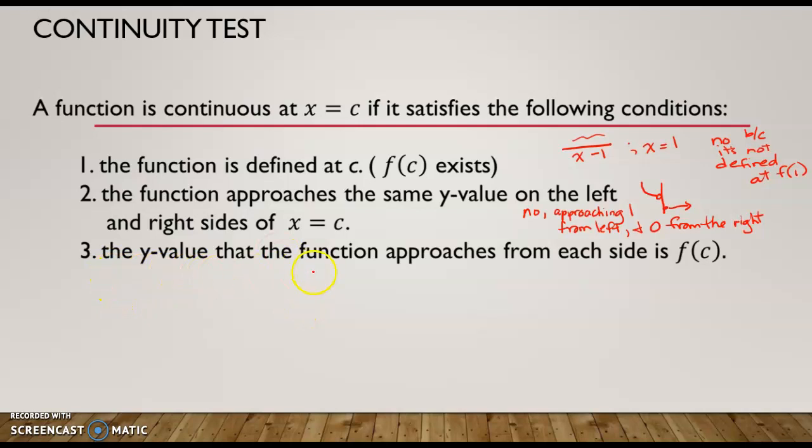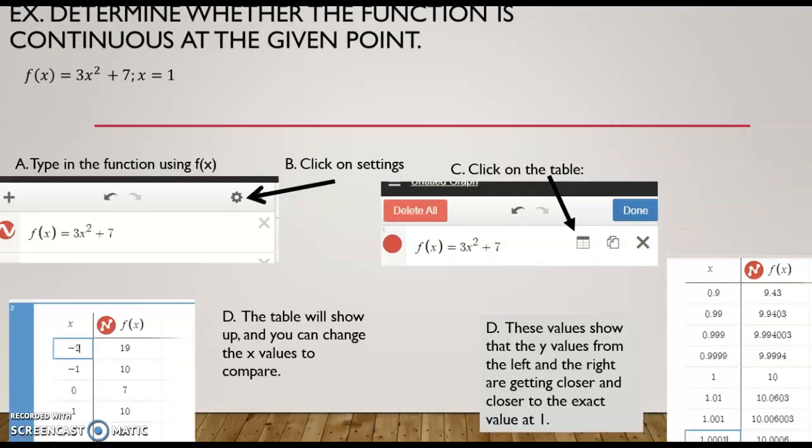3, the y value that the function approaches from each side is the same thing. So we've got pretty much the issue there. The same y value on the left and right sides of that, and we've got no. That would be how you would discount both places.